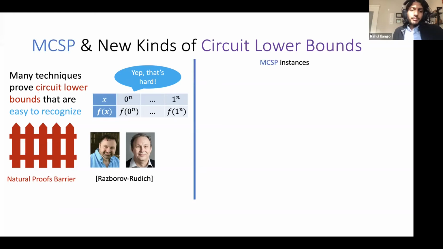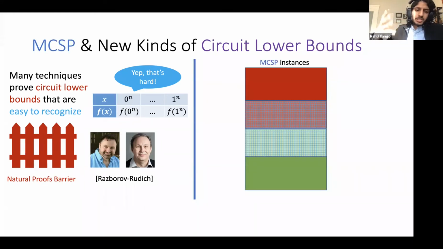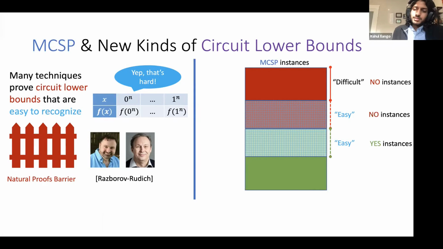You can break up the instances of MCSP into 4 different categories: the difficult no instances, the easy no instances, the easy yes instances, and the difficult yes instances. It's fuzzy what the meaning of easy and difficult is here, but there are some instances of SAT, for example, where it's very easy to tell that these are no instances, or very easy to tell that they're yes instances. And similarly, it should be the case for MCSP.